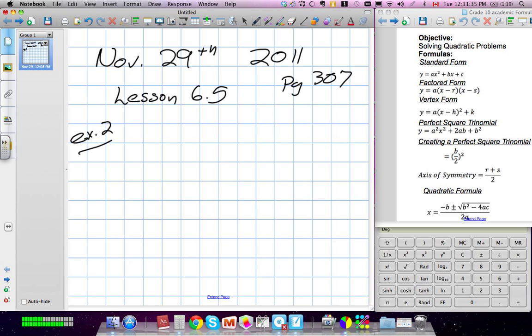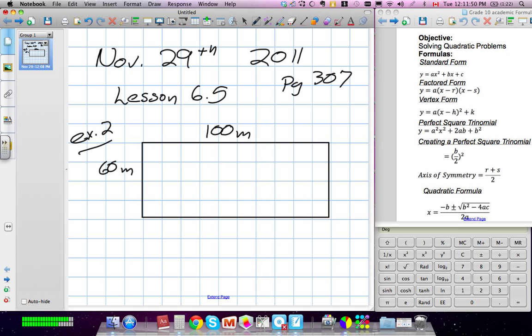It says a rectangular park measures 100 meters by 60 meters. A path of constant width is to be paved around the perimeter. The mayor wants to be sure that the path does not reduce the area of the grass by more than 10%. What is the maximum allowable width of the path rounded to the nearest tenth of a centimeter?